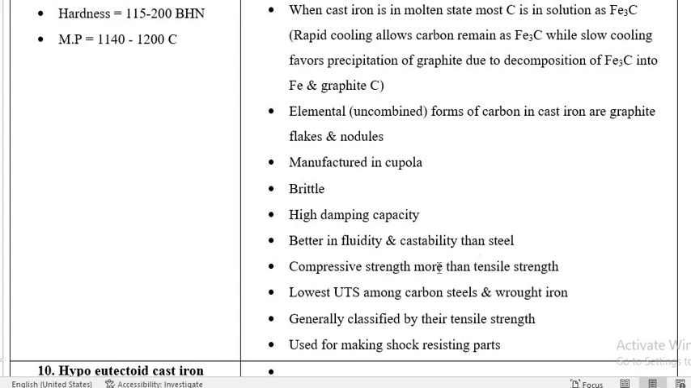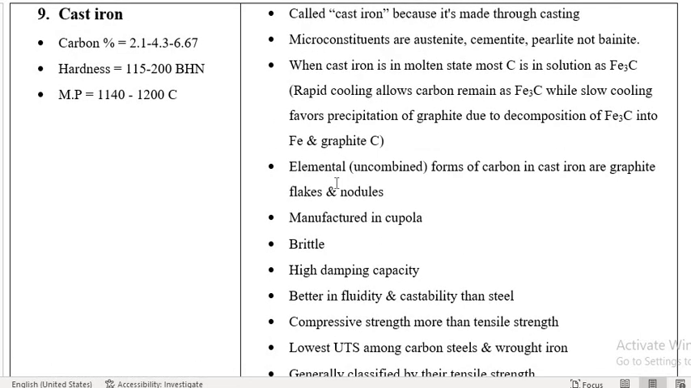Its compressive strength is more than its tensile strength, and it has the lowest ultimate tensile strength among the carbon steels and wrought iron. It is generally classified by tensile strength. It is used for making shock resisting parts because it has high damping capacity. So this is some information about cast iron.